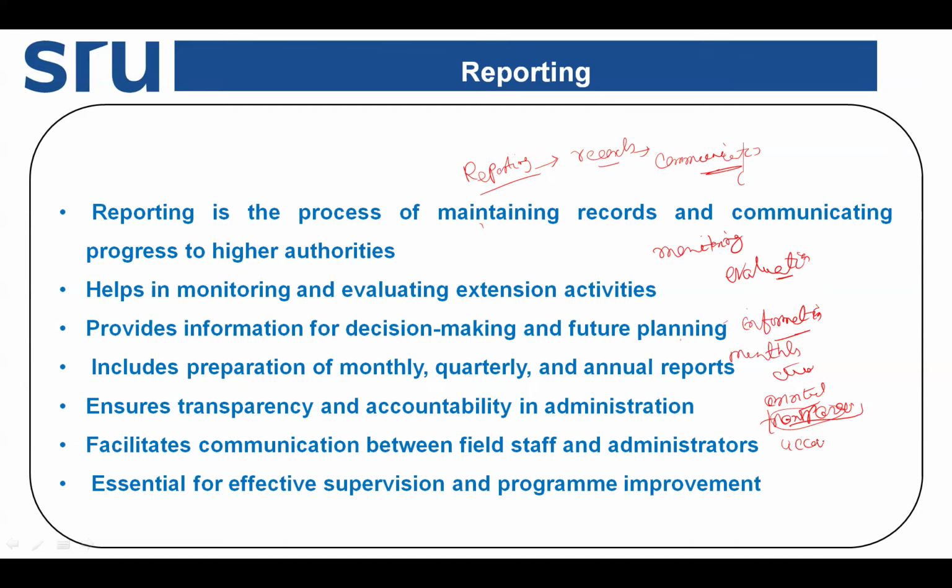Who is accountable for which work? That is accountability in administration. And transparency means whether every worker is doing the work properly or not, and what the lacunas and constraints are. If any obstacles are coming or any staff is unable to do the work, that can be found out. Reporting also facilitates communication between field staff and administrators, meaning what the lacunas are and whether field staff are facing any problems. Monthly reports can be done, and based on that, a review meeting can be conducted, and the field staff should be encouraged to do the implementation work in a better way. Reporting is essential for effective supervision and program improvement.